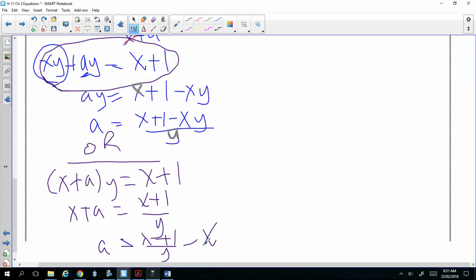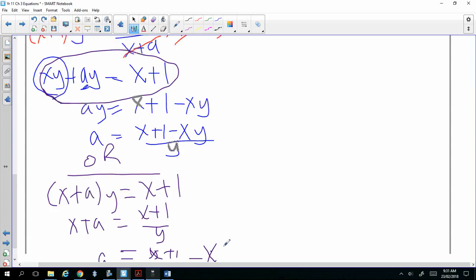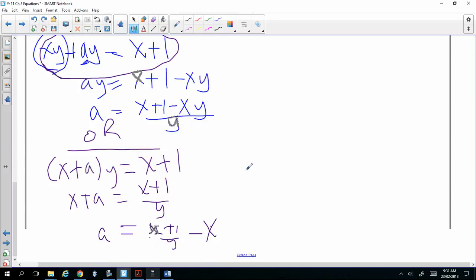So let me write this again. You can do it like this: divide by y, and then subtract x. A equals x plus 1 over y minus x, which is the same as above. Alright, so you can do it this way. Any question? We'll do another one.